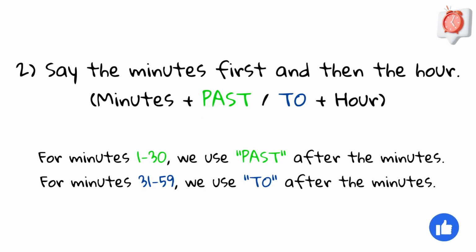Say the minutes first and then the hour. Minutes plus past or to plus hour. For minutes 1 to 30, we use past after the minutes. For minutes 31 to 59, we use to after the minutes.